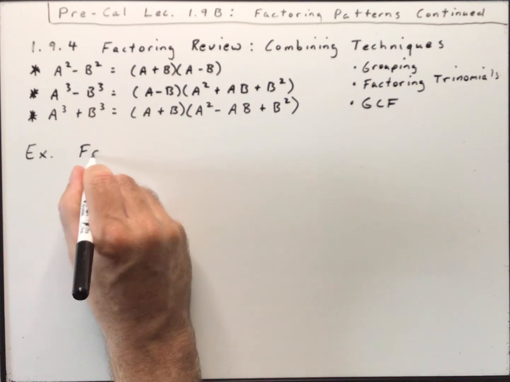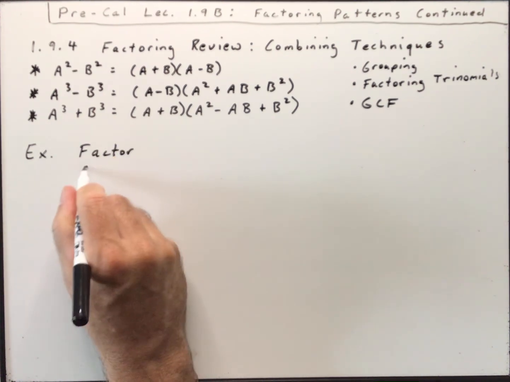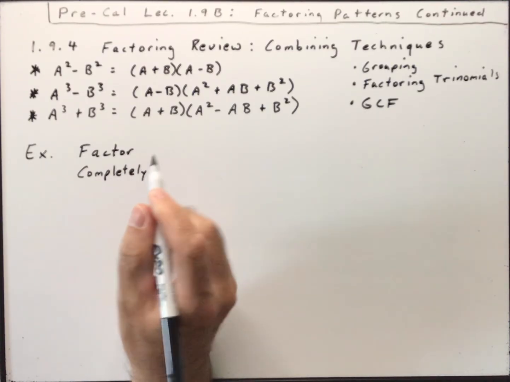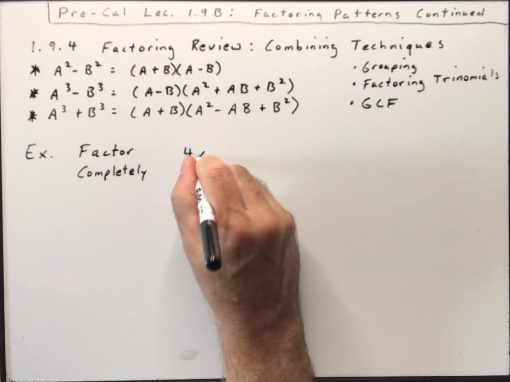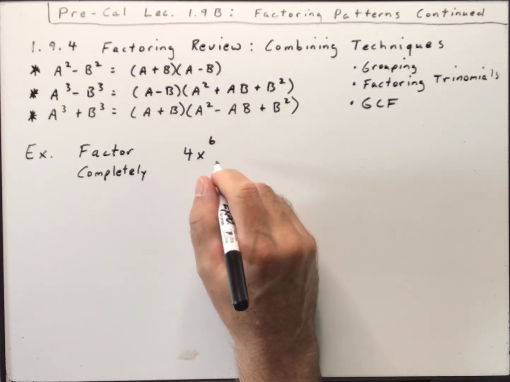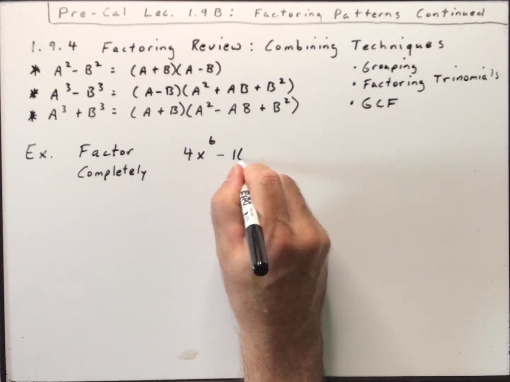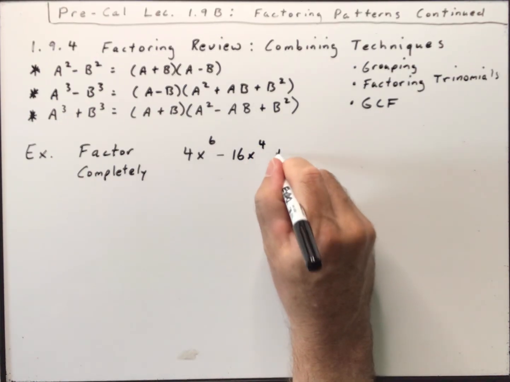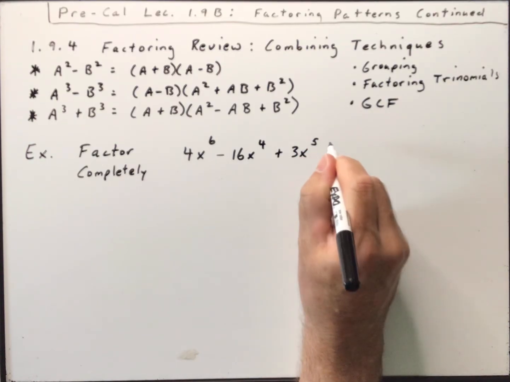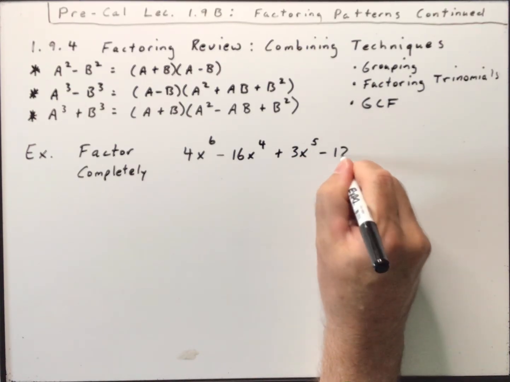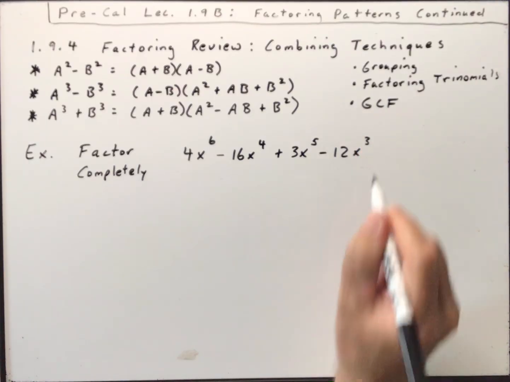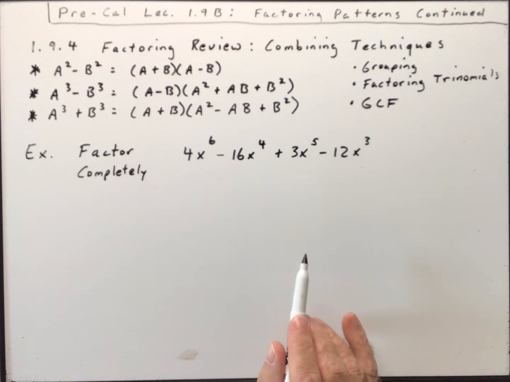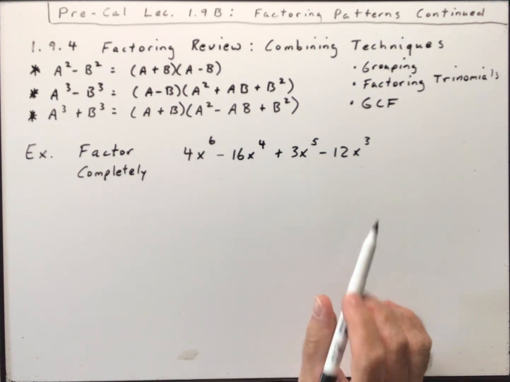So we want to factor, again, completely. x to the 6th. So that's always going to be the case: factor completely. Minus 16x to the 4th plus 3x to the 5th minus 12x cubed. So here, what I want you to do is pause the video. This is kind of like one we previously did, so go ahead and pause it and give it a try.